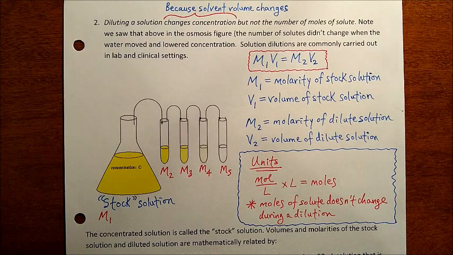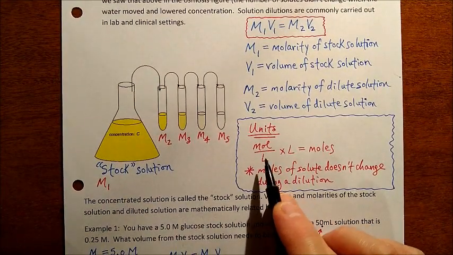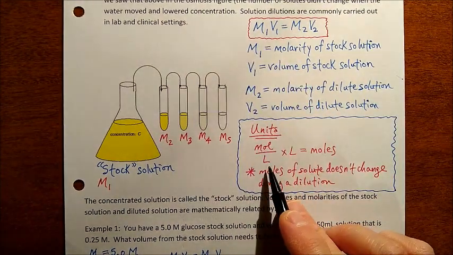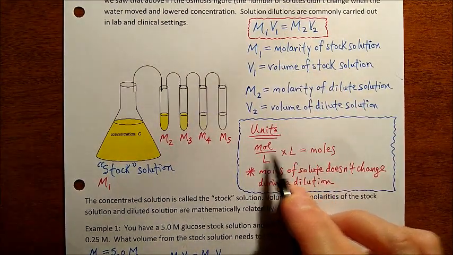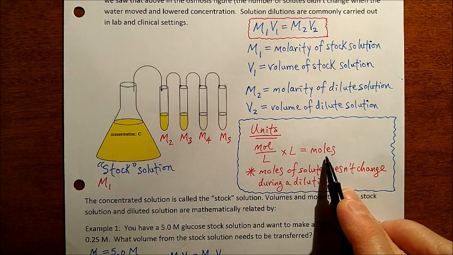And why does it work? It works because M times V means moles. Look at how the units work. M is moles per liter, and V is liters. When you multiply moles per liter times liters, the liters cancel and you get moles.